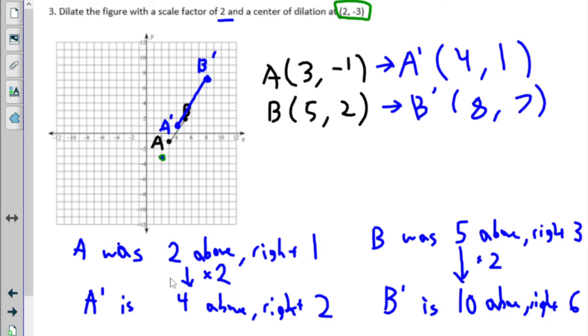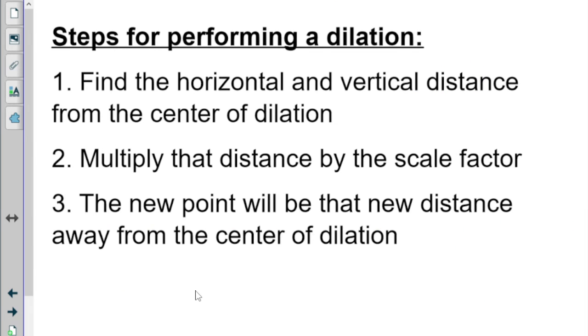So we're still following the same steps here: count your distances, multiply them by your scale factor. And those are your new distances.